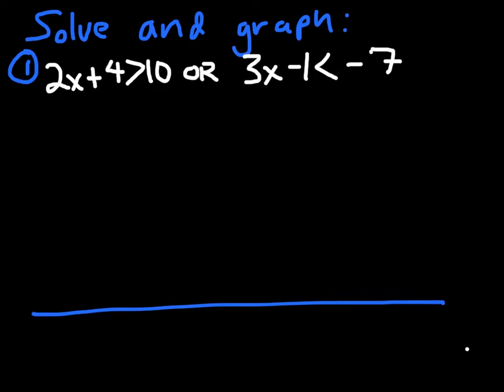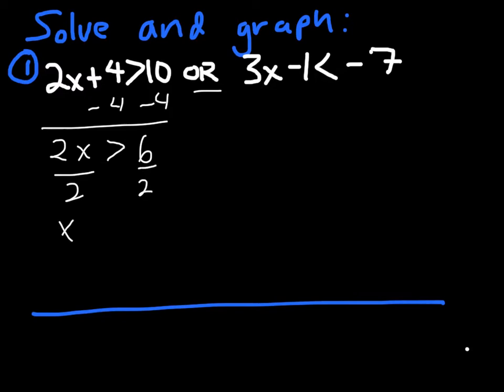It says solve and graph. So we have 2x plus 4 is greater than 10, or 3x minus 1 is less than negative 7. Let's just ignore the right side for now, and we're going to solve this just like we did before. So we have our 2x plus 4 is greater than 10 over here. I need to subtract 4 on both sides. That would give me 2x is greater than 6. If I divide by 2, I get x is greater than 3. So I know I'm going to have 3 as one of my points.